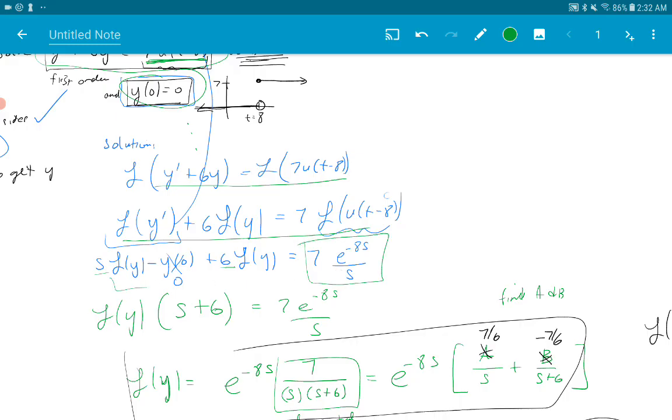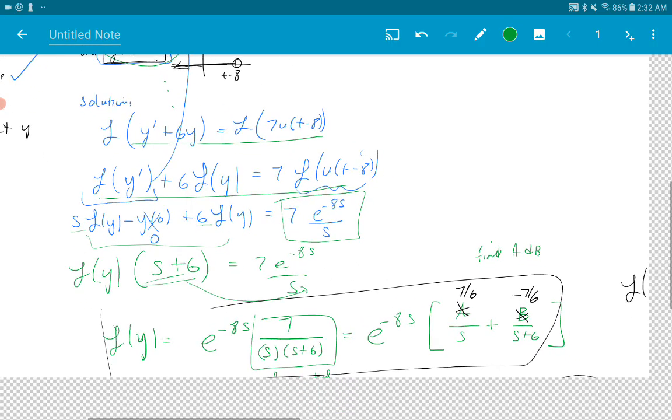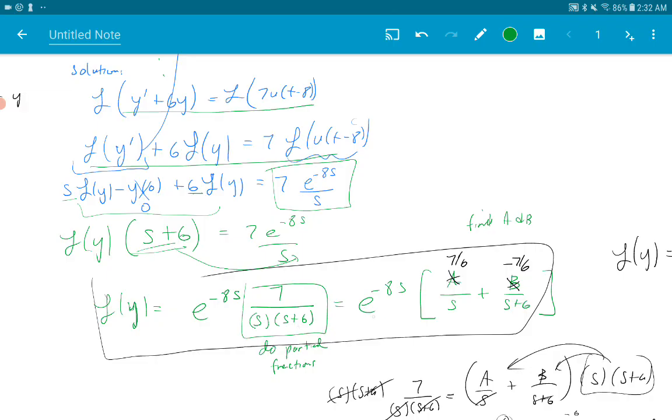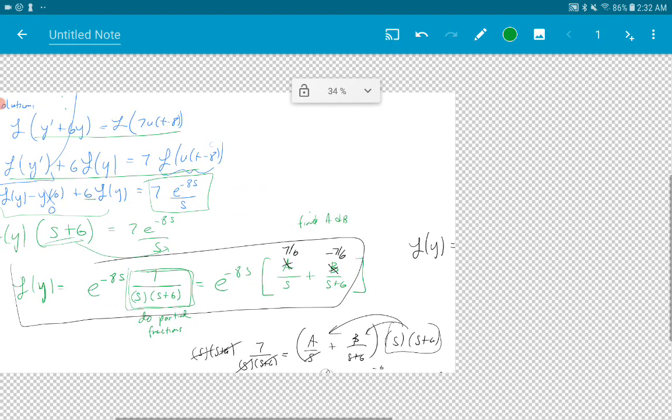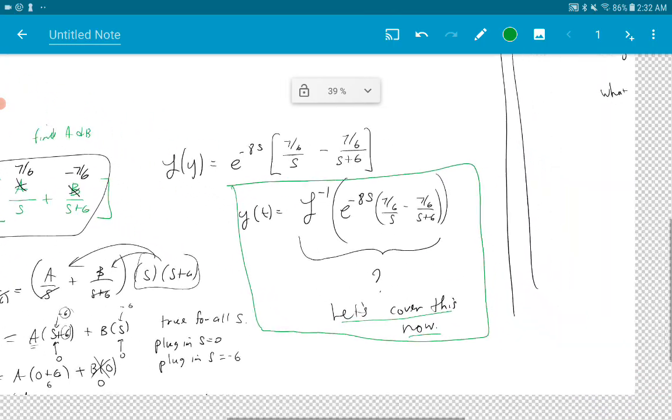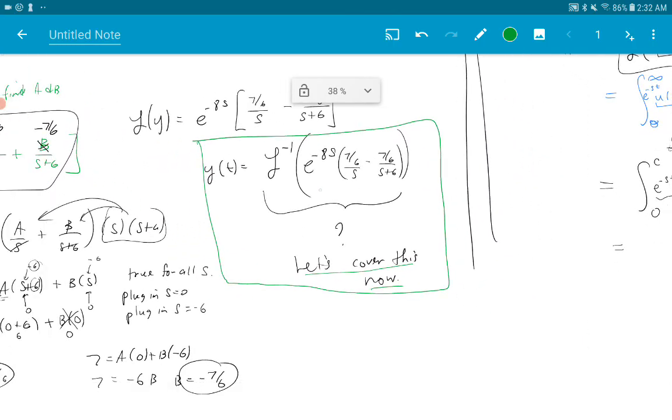We solved for L of y over here and got L of y times s plus 6, and divided that over to the other side. That's how we got this. And then we did partial fractions on that, and we're almost done with the problem. As long as we can undo this Laplace transform, we have to undo this. Well, didn't we just learn? If you want to undo a function that has this e to the negative 8s in it, what you do is you just undo this.